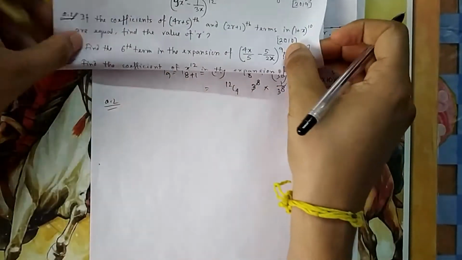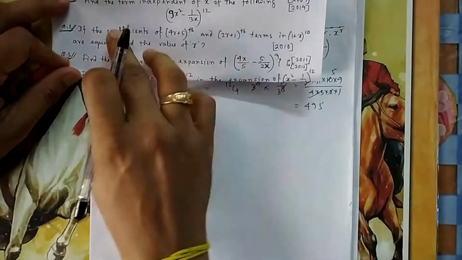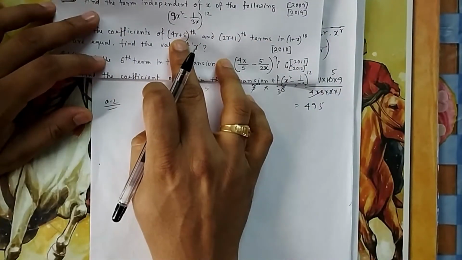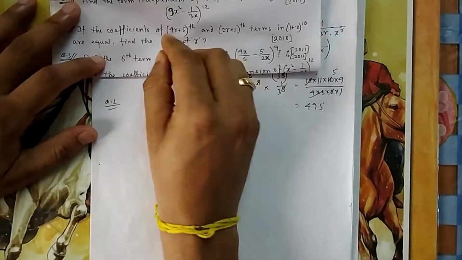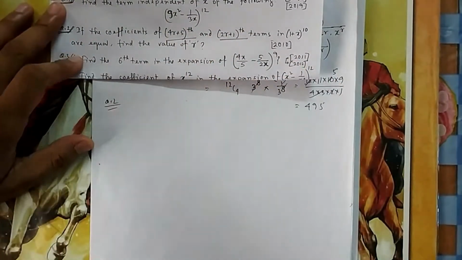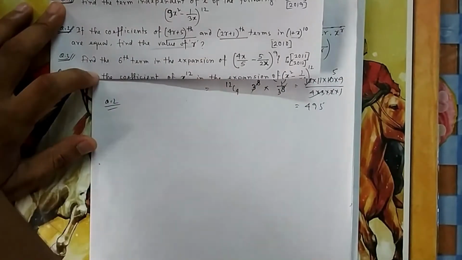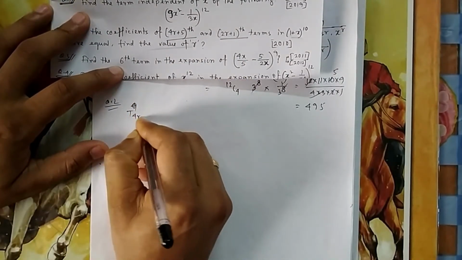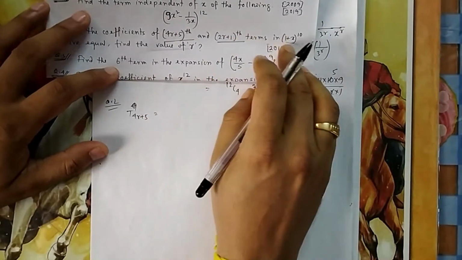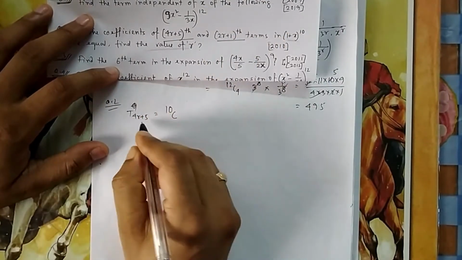So next is question number 2. If you see what is asked in question number 2, the coefficients of the (4r plus 1)th term and the (4r plus 5)th term are equal, find the value of r. So you need to find t(4r plus 1) and t(4r plus 5). What will be this one? n is here 10, nC, and 1 less than this.